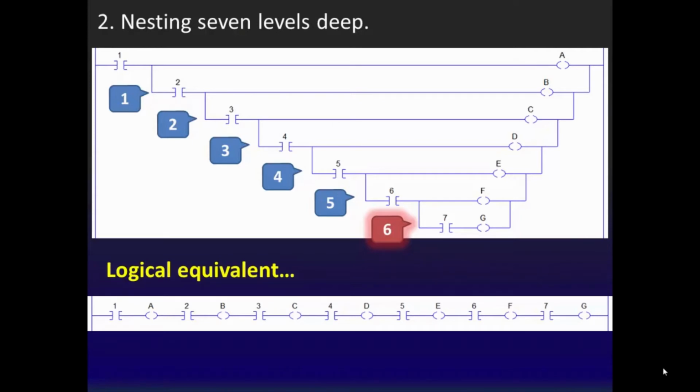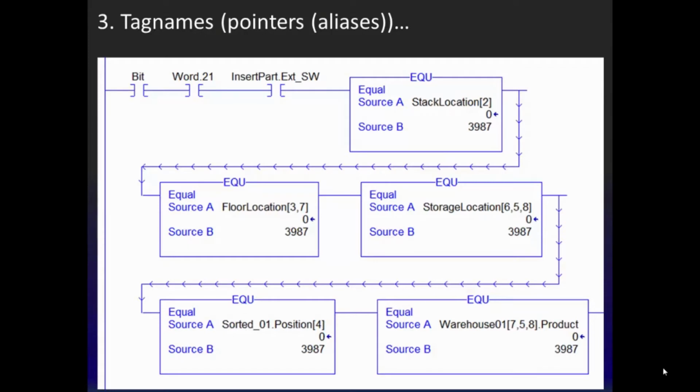So it takes some getting used to what I call the sequential logic writing, putting everything in series, and it's just a logical statement. If 1 is true, then turn A on. If 1 is on and 2 is on, then turn B on, and so forth.